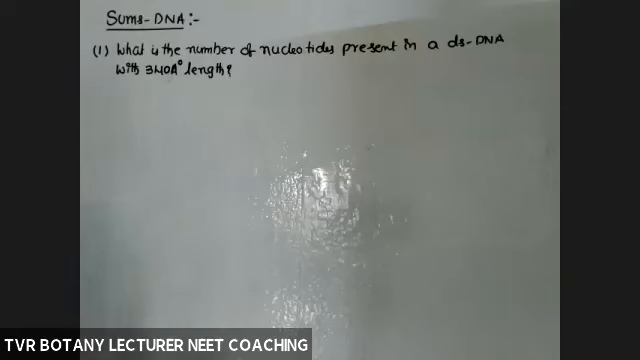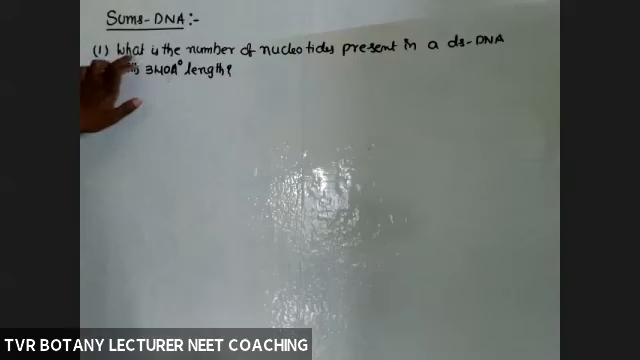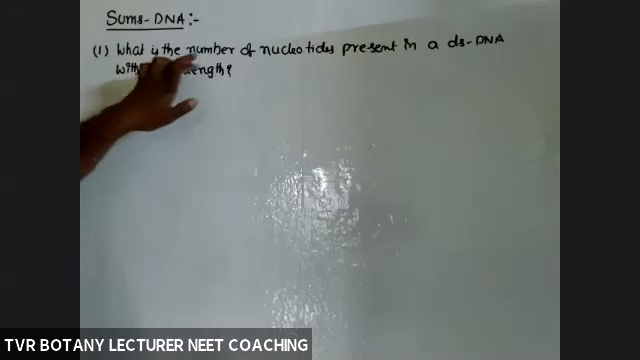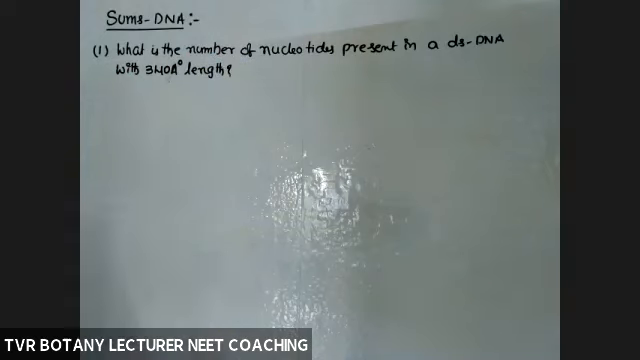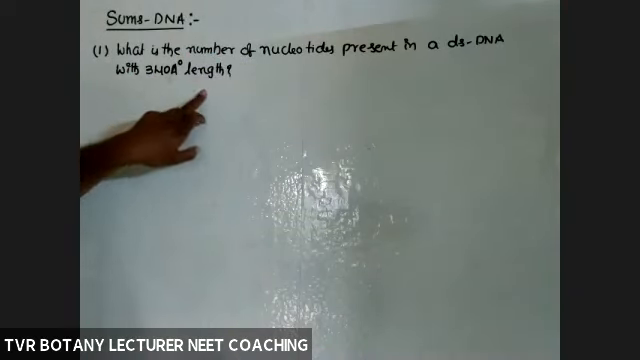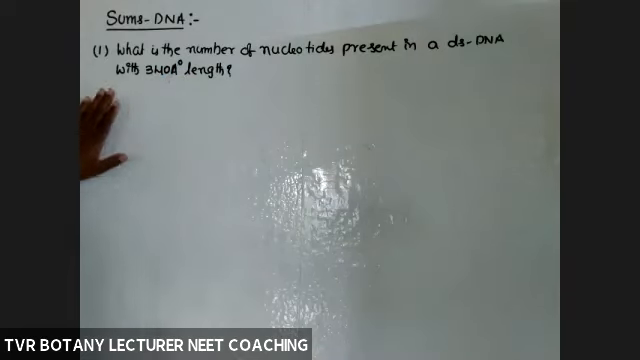So now we are going to discuss sums on DNA. The given question is, what is the number of nucleotides present in a dsDNA with a 340 angstrom length? So how to calculate this one?